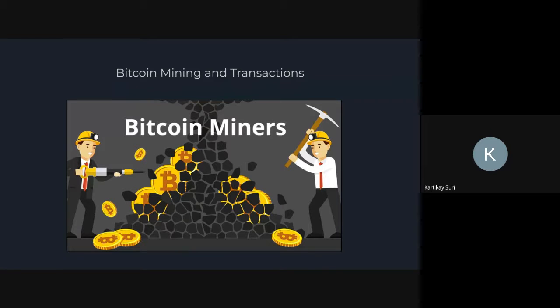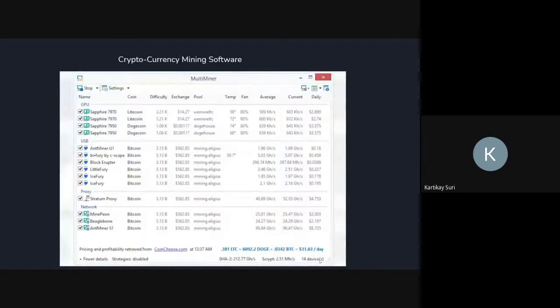Now, this is where Bitcoin miners come into play. Since the transactions are being made, they need to be verified. And the verification process is done by Bitcoin miners. So, who are these Bitcoin miners? Bitcoin miners are computer and other processing devices that people like you and I connect to this incredibly large network. They make use of mining software like the ones that you see on the screen right here.